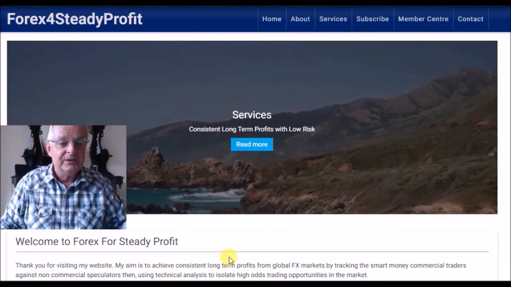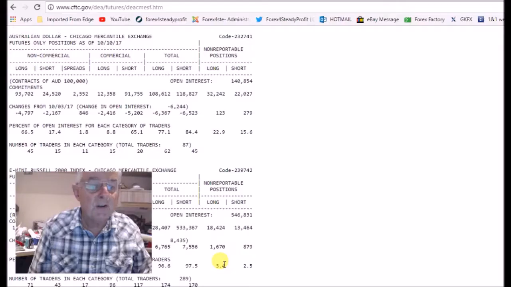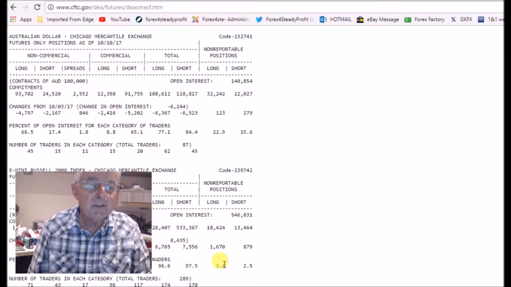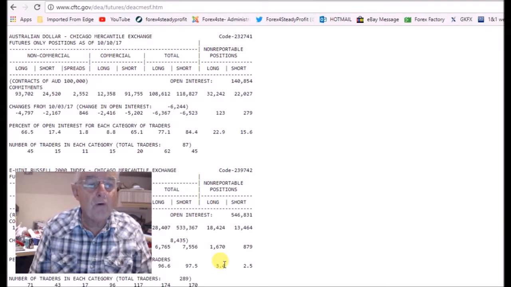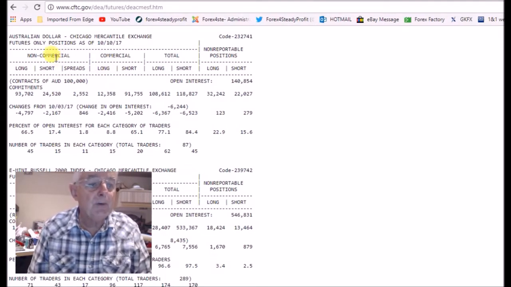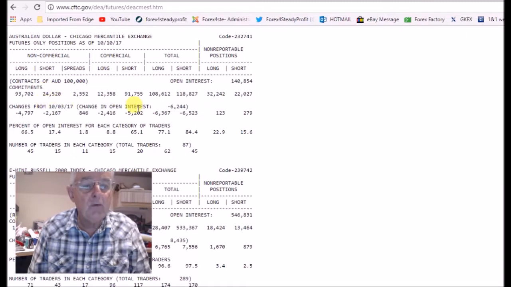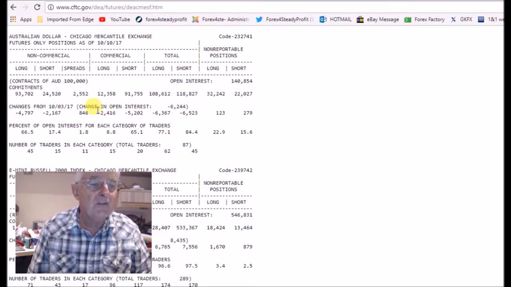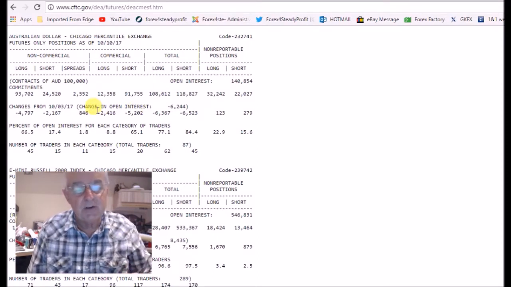We'll just go and have a quick look at the charts. So here we have the Commitment of Traders information in its raw form. You get the non-commercial positions and the commercial positions, long and short, and then you get the change in open interest. And you also get that broken down underneath for longs and shorts for both the commercials and the non-commercials.